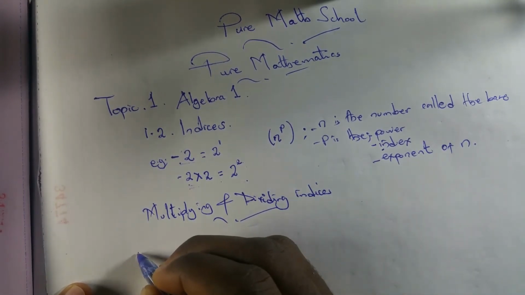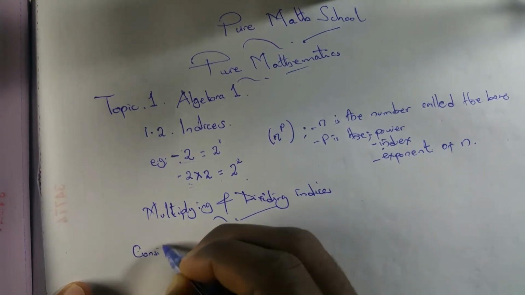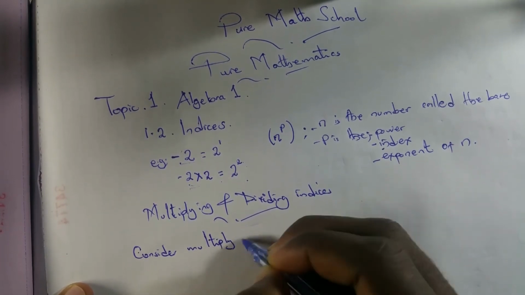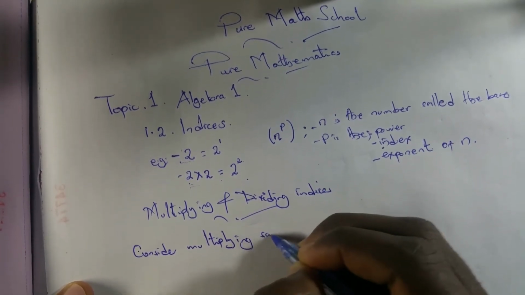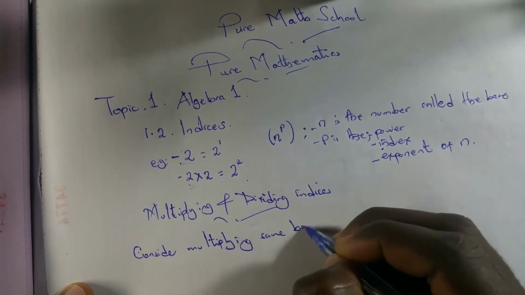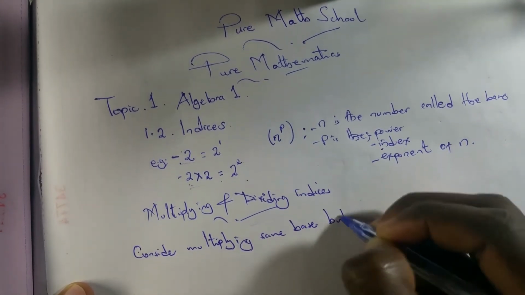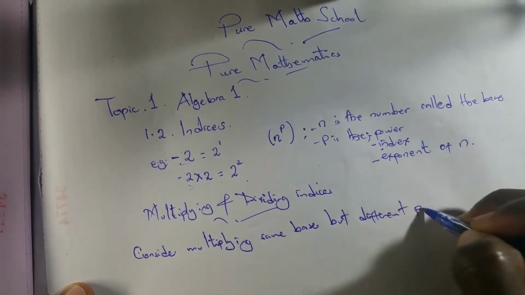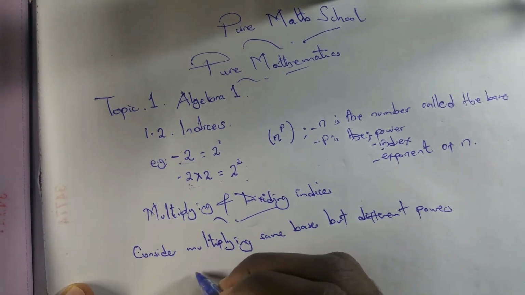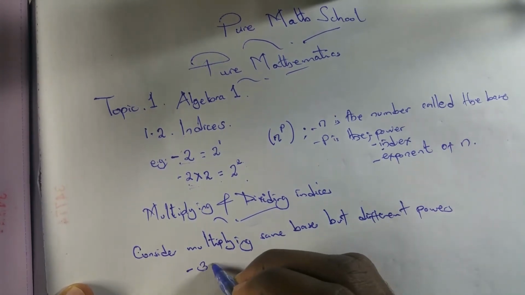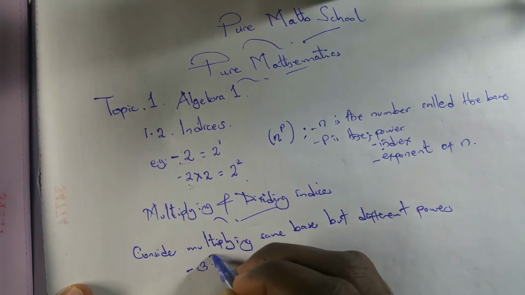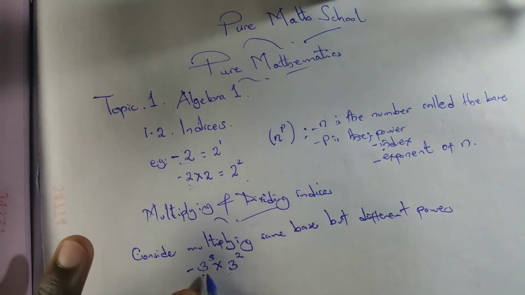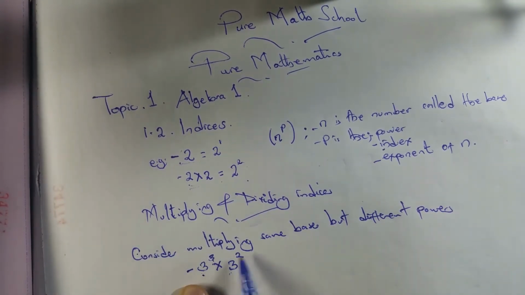Let's consider case 1 to be multiplying same base but different powers. And let us look at an example. Let's say we are having 3 to power 3 multiplying 3 to power 2. Same base, 3, and our powers are 3 and 2.